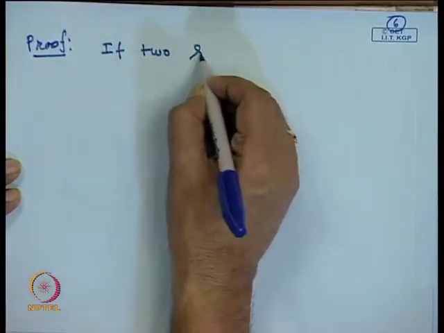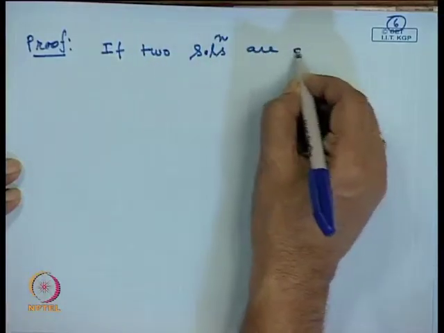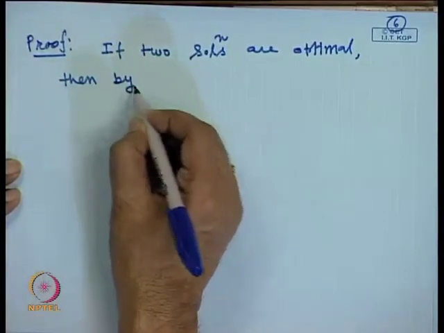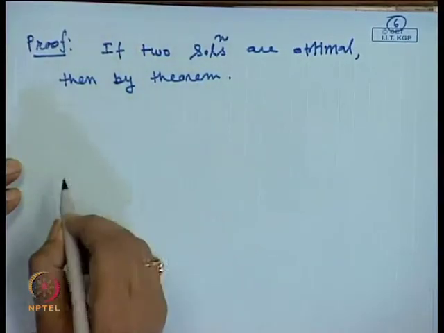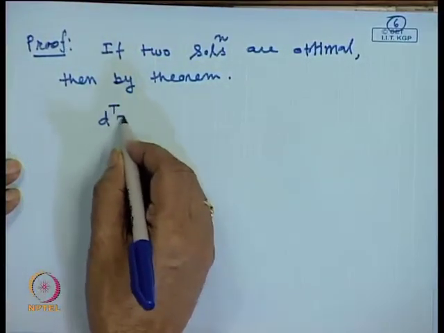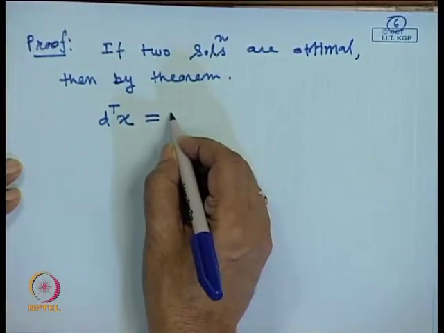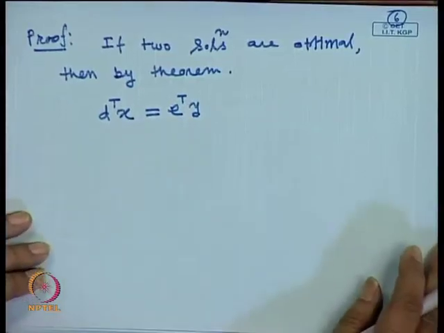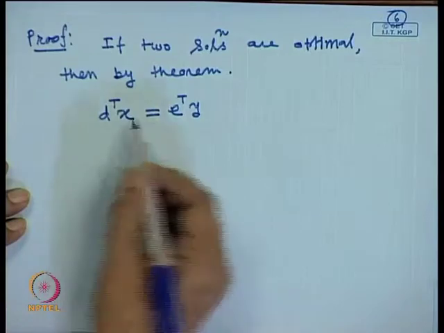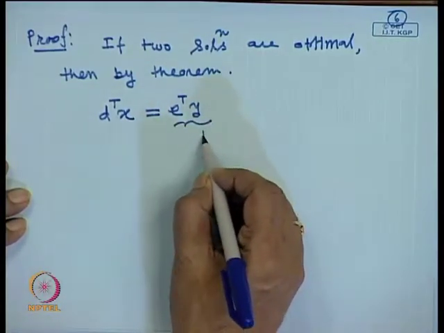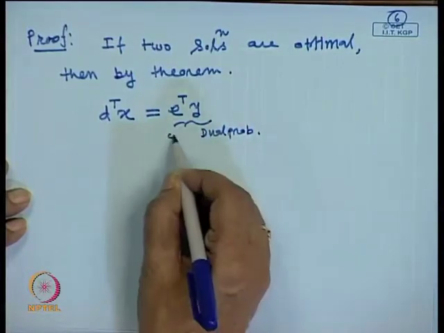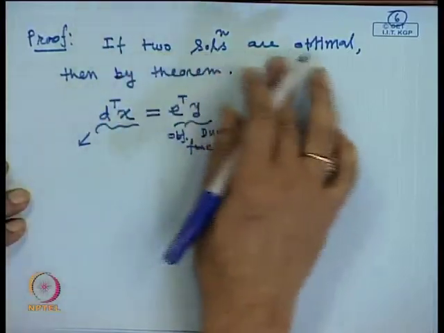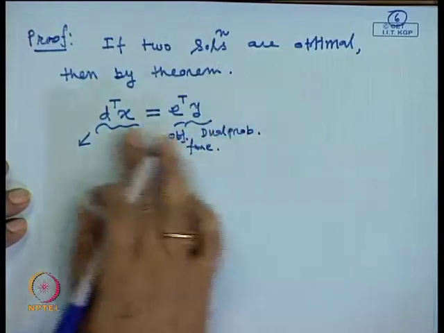If the two solutions are optimal, then by the optimality theorem, d transpose x must be equal to e transpose y. D transpose x is the objective function of the primal problem, and e transpose y is the objective function of the dual problem. So, only if the solutions are optimal is this equal to this, we can write it.